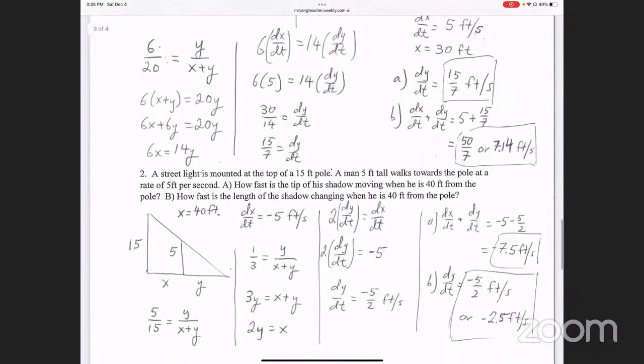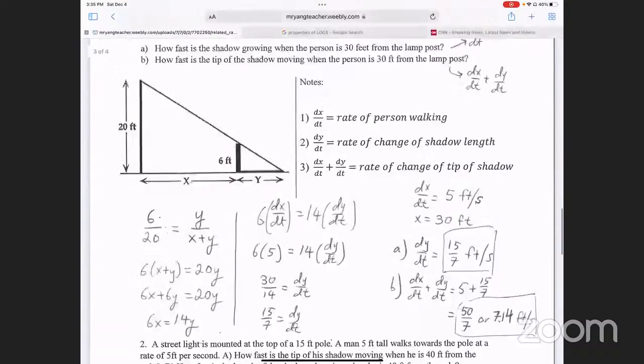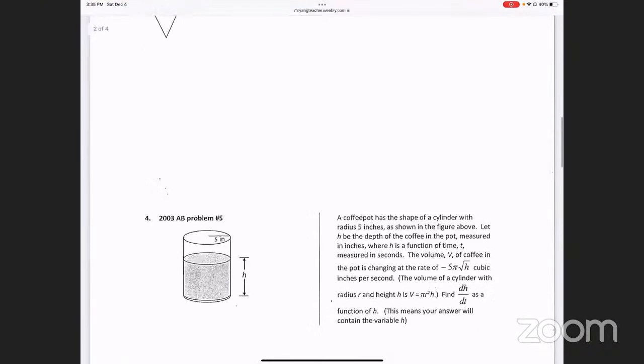Yeah. I like this page. We're going to have to come back to this one. Let's see if there are some other related rate problems. What was the other one that we had?